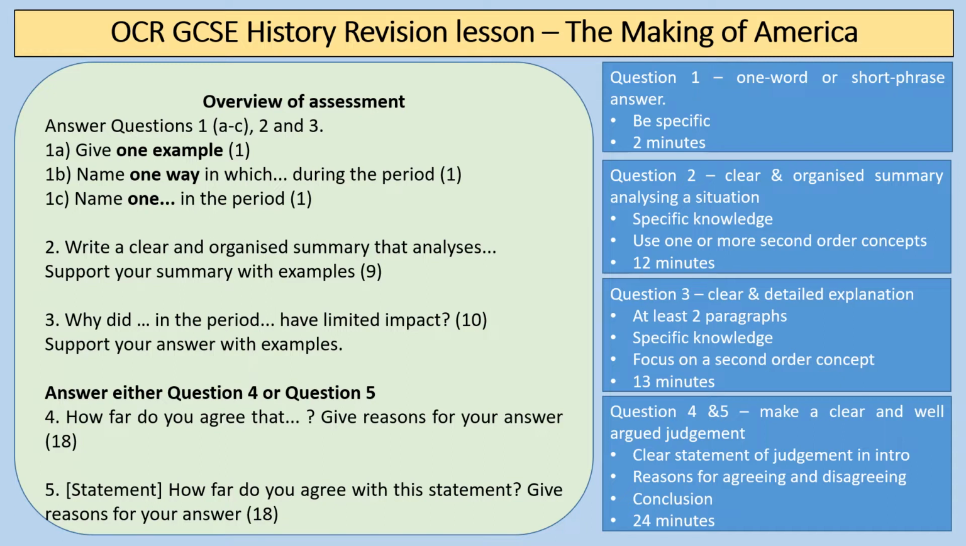So the assessment for Making of America is exactly the same as People's Health. So you've got your gateway questions, 1A, 1B and 1C. You've got to write a clear and organised summary for question 2. A why or an impact question for question 3, and then you've got your 18-mark essay question for questions 4 and 5.